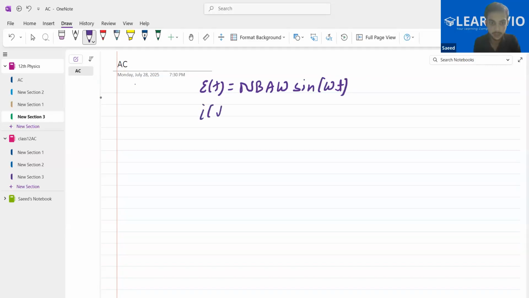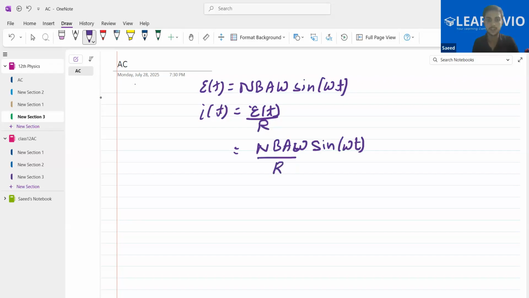And another one was I of t. This E of t is the AC voltage. We had seen that when we connect this voltage with a resistor, the current passing through it will also be a variable, because if E of t is variable, then I of t will also be a variable. That was E of t divided by R, simple Ohm's law, V by R. We can write it as NBA omega sine of omega t, and the whole divided by R. Yes or no? We had seen all these things in the last class.